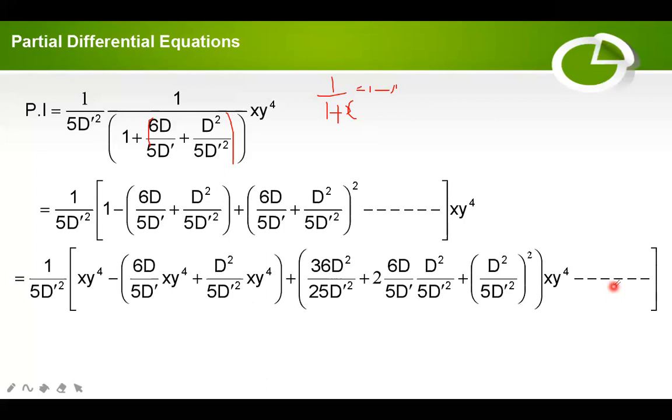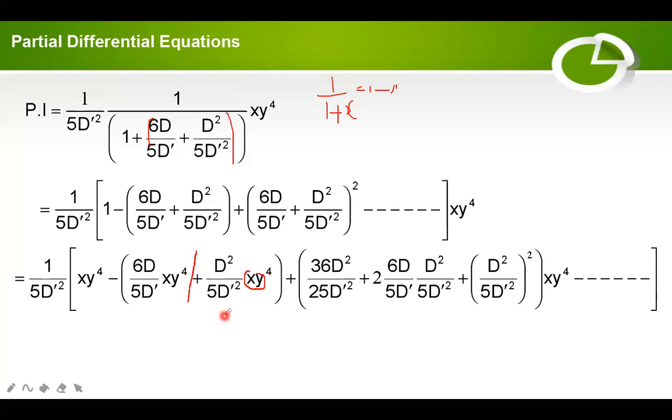Suppose you consider this term. Whenever you are differentiating this, what does D mean? Derivative, partial derivative with respect to x. So if you differentiate x twice, we will get 0. That means the D square term and above, D square, D cube, every term will be 0 after this. Therefore we have to stop this process at the first term only, D only. D square and higher terms will be 0.